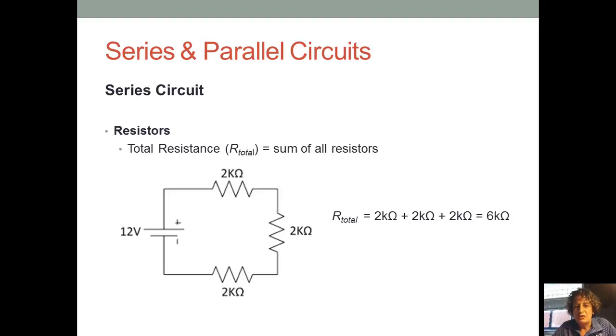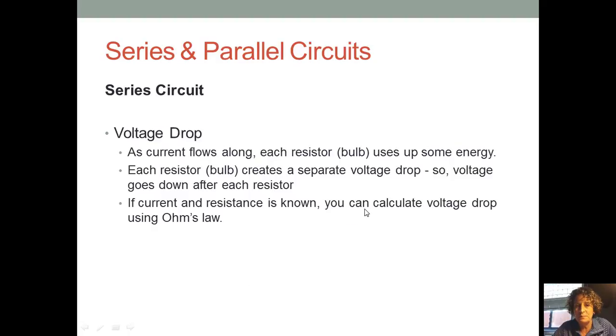So when we look at a series circuit, in this situation, we have got a circuit that has 3 resistors. We have one that's 2 kiloohms, 2 kiloohms, and 2 kiloohms, and we're using a 12-volt battery. I know it's a battery because of the symbol that's being used with the plus and the minus. In a series circuit, the total resistance, and we show this as R total, equals the sum of all resistors. We have got 2 plus 2 plus 2 gives us a total resistance of this series circuit of 6 kiloohms.